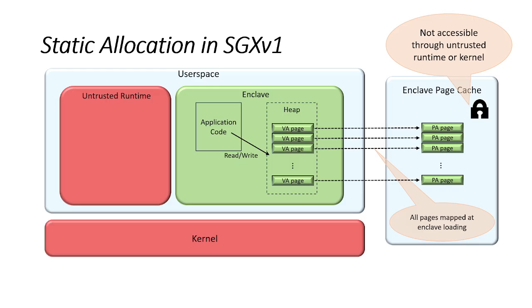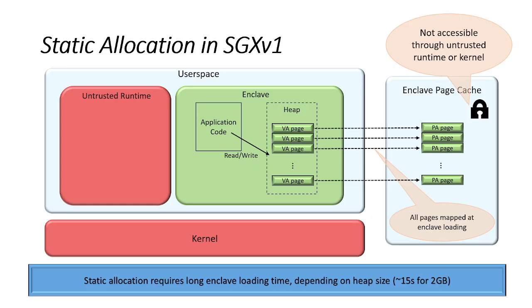Because all the pages need to be allocated at the same time, the time for loading increases drastically. For example, it can take around 15 seconds to load an enclave of 2 gig heap size. This can be a significant concern in modern day due to omnipresent cloud applications.